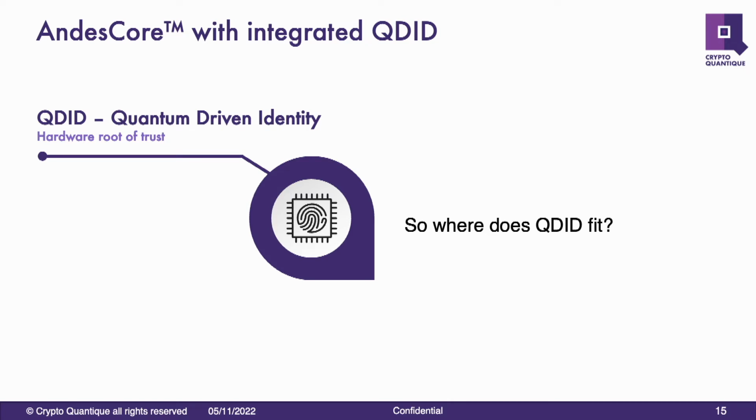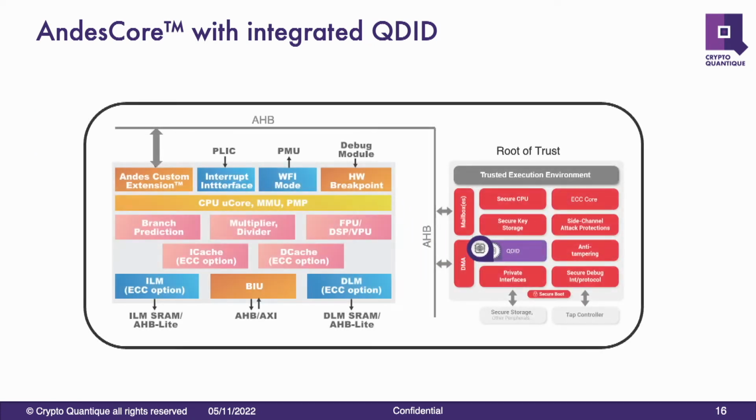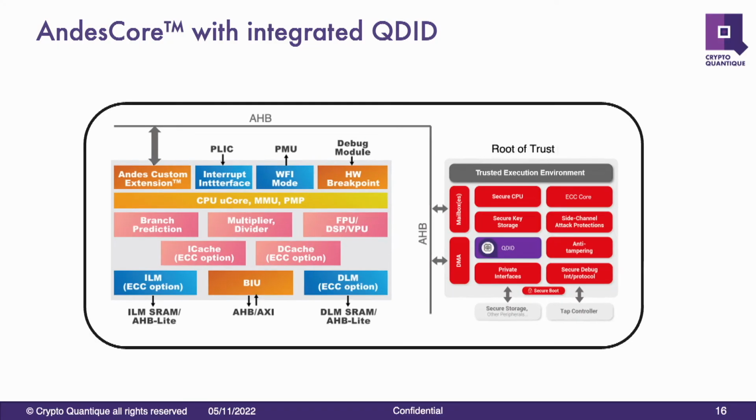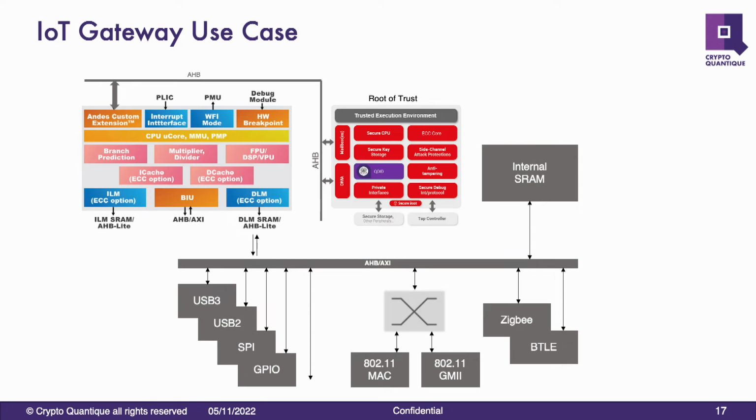So, Andes Core with integrate. How does a QDID work with the Andes Core? I have here a slide that shows you where it fits. So you take a RISC-V core, and typically what you'd have is a TEE, or trusted execution environment, which would have your keys and manage the actual security of your device. And typically it's a separate element. It can be something that's hidden behind some kind of hardware firewall, but ideally it needs to be some kind of engine with cryptographic accelerators and capabilities within it.